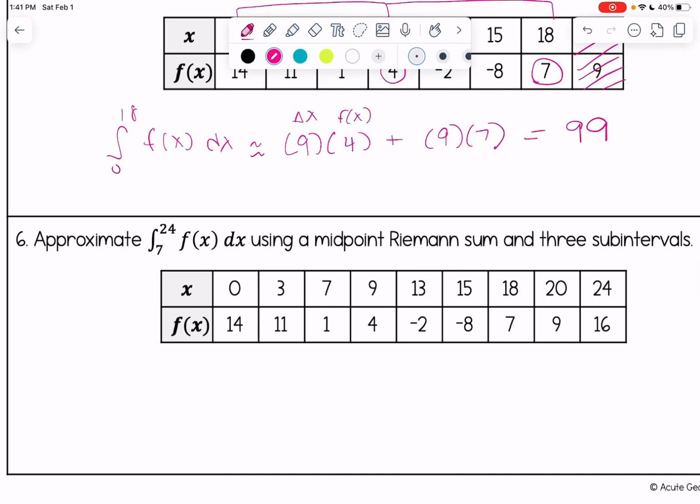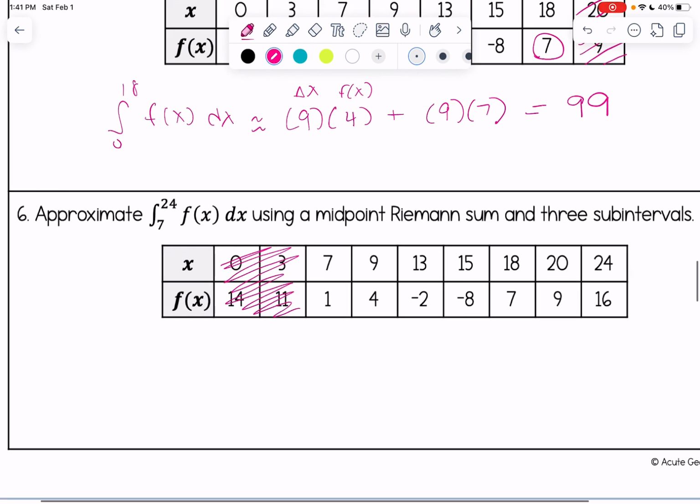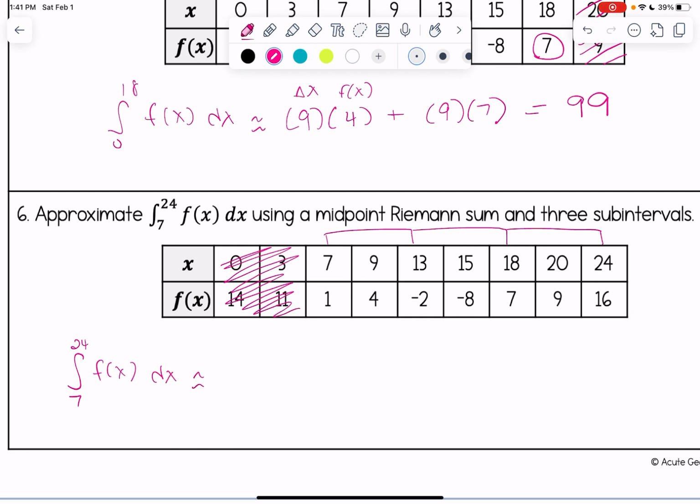All right, for our last one here, we're going to approximate from 7 to 24 using a midpoint Riemann sum and 3 subintervals. So we're only doing from 7 to 24, so I'm just going to cross off this piece of the table of values. We do not need that. And 3 subintervals. So I'm going to do from 7 to 13, 13 to 18, and 18 to 24. All right, so let's set up our calculation here using the midpoint Riemann sum.